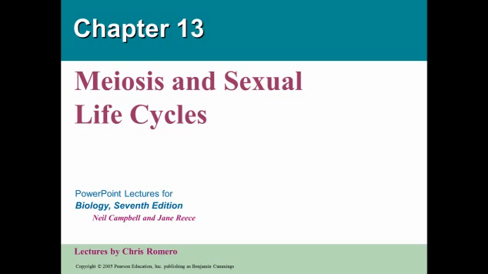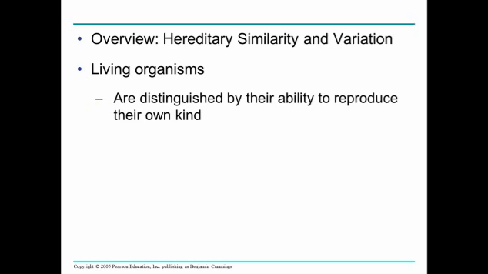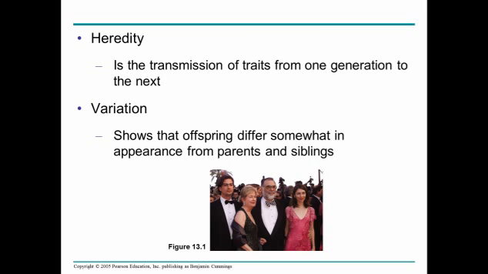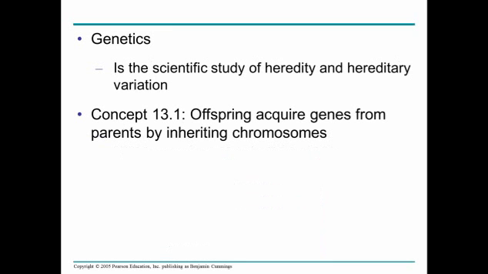This is Campbell's Biology, Chapter 13, Part 1 on meiosis and sexual reproduction. So we're basically talking about living organisms and how they reproduce in a variety of mechanisms or ways, and how those gametes are produced. So heredity is moving traits from one generation to the next, and variation is that the offspring show differences in their phenotypes, in their appearance, between the parents and other siblings. And then we study these differences, which is called genetics.